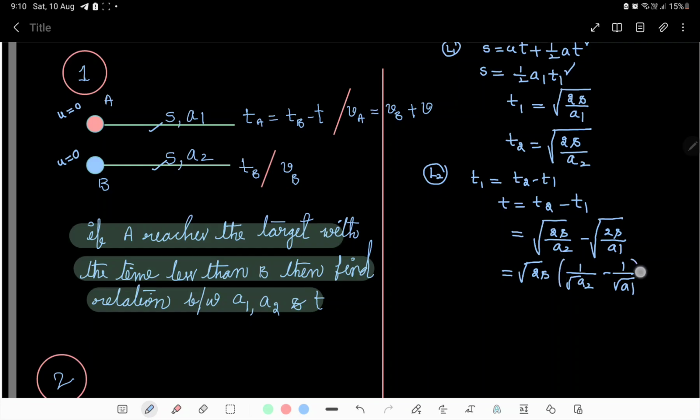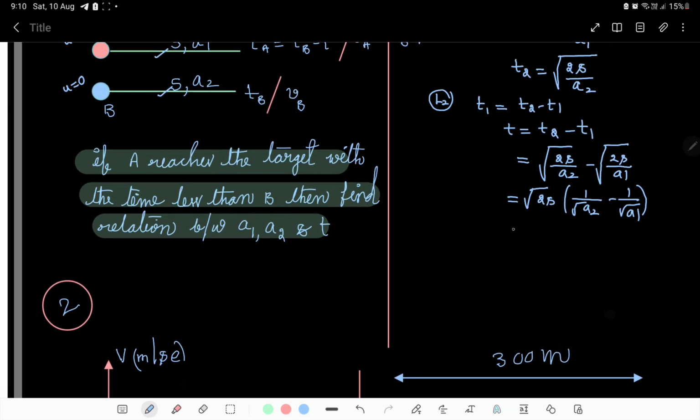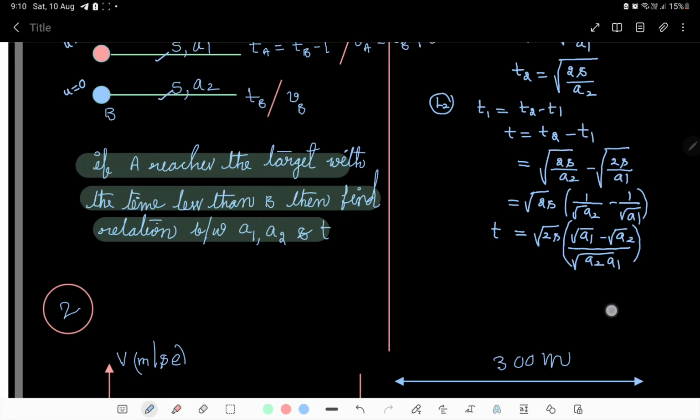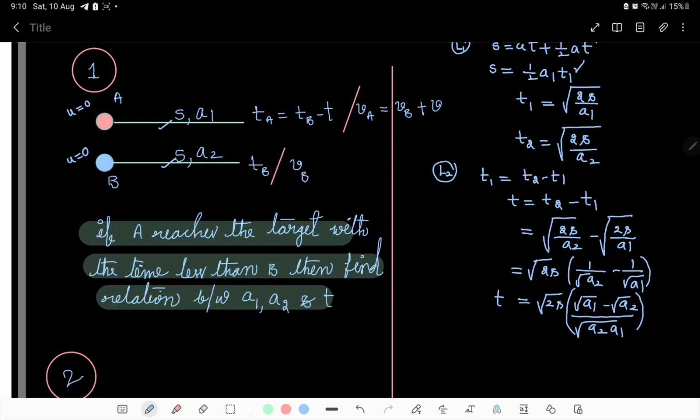So if you find out this LCM, that will be under root of 2s into under root of a1 minus under root of a2, by under root of a2 a1, right? So this is what we will have for time. And here there is one more case, that is velocities.